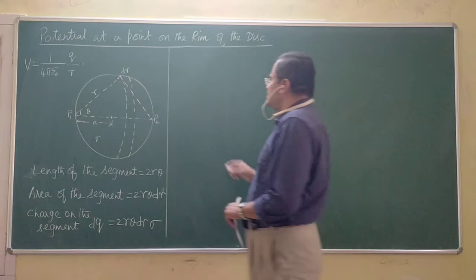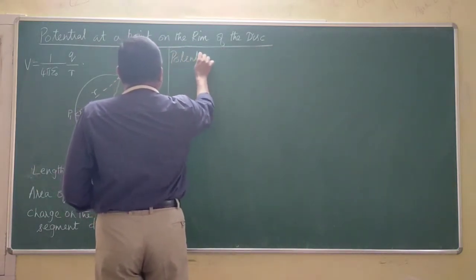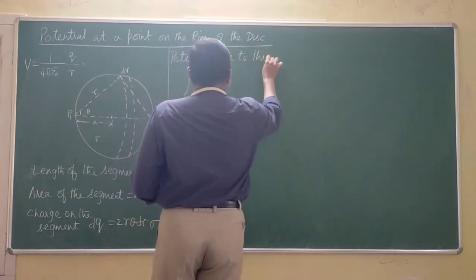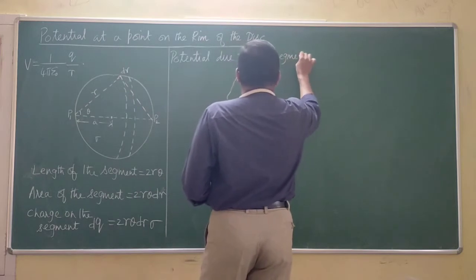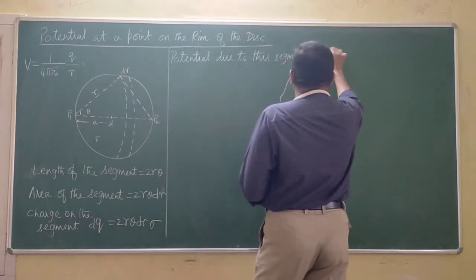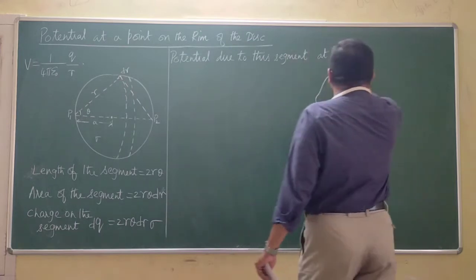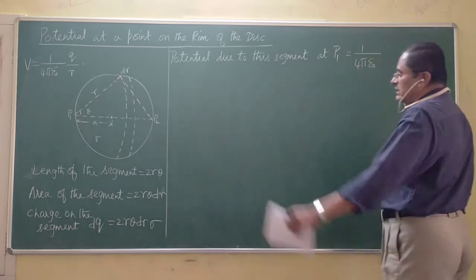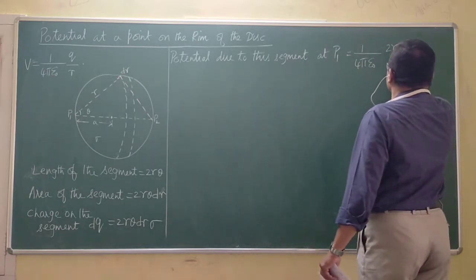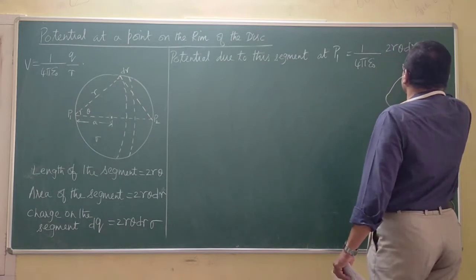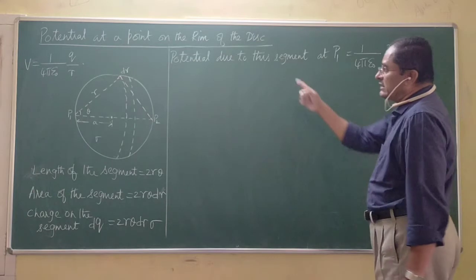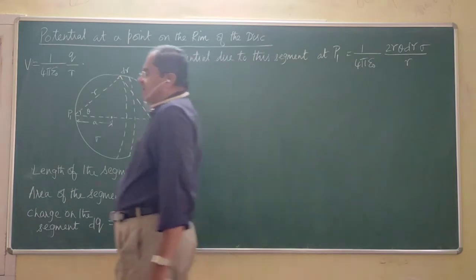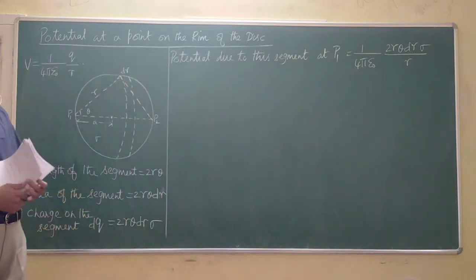Find out potential due to this segment at P1. How do I write that? 1 by 4 pi epsilon naught in the place of Q, 2r theta dr sigma, from the segment to the point P1 the distance is r. Therefore, I suppose you are able to follow this.